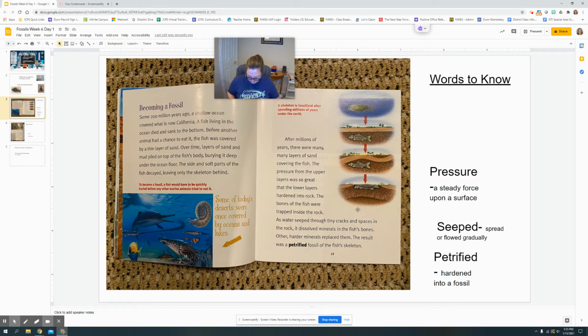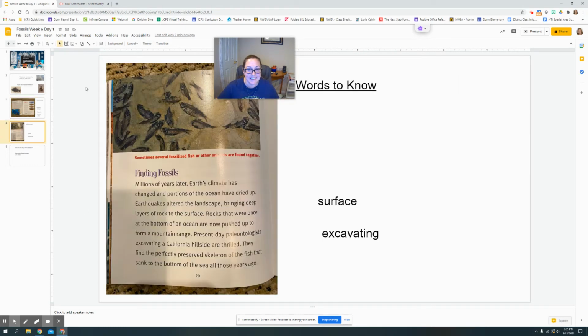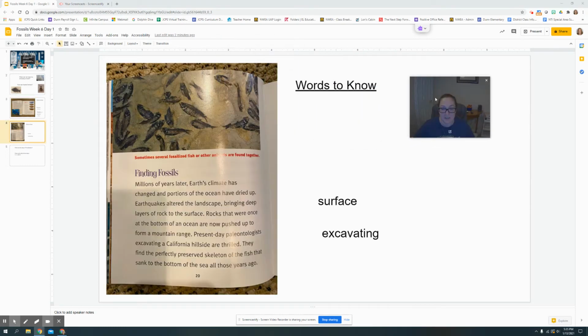Okay, so now we're going to move on to the next page. Let's go on over here. Aha, there we are. And I've got some words to know for this page. This is where we're going to find step 5. Step 5 is the last step because we've got a fossil now, but it's deep in the ground. The paleontologists haven't found it yet.